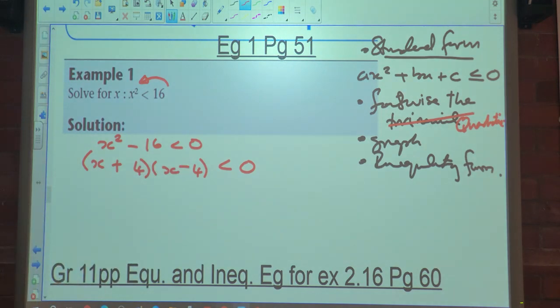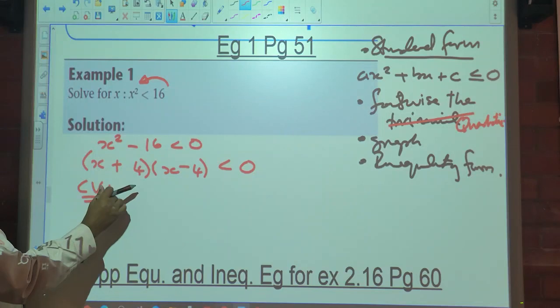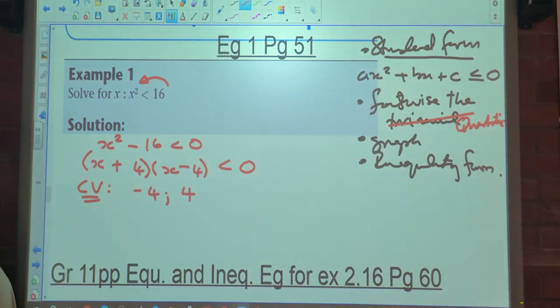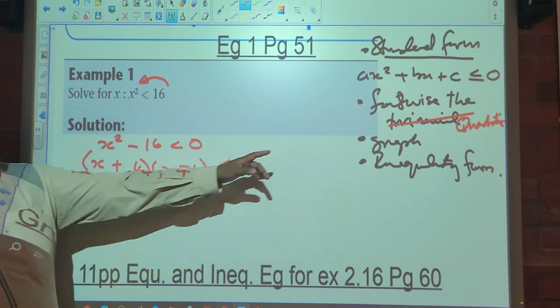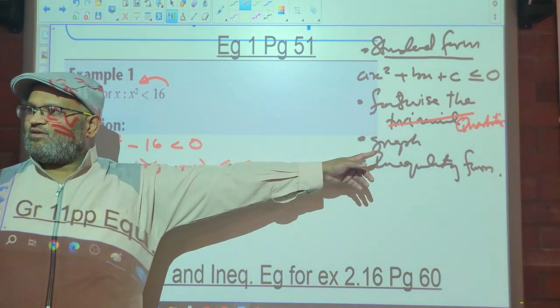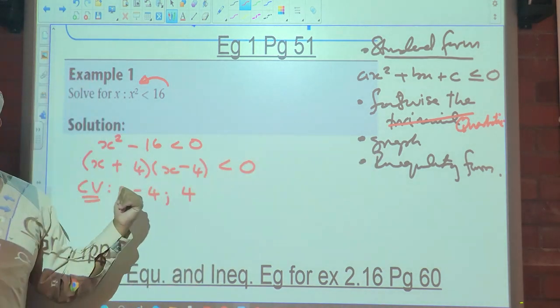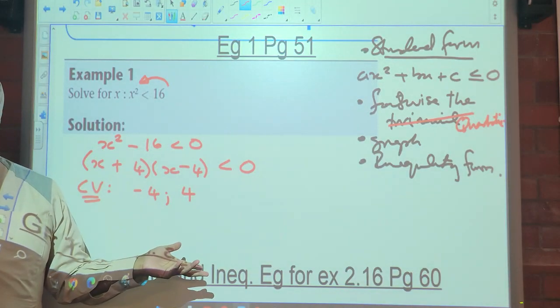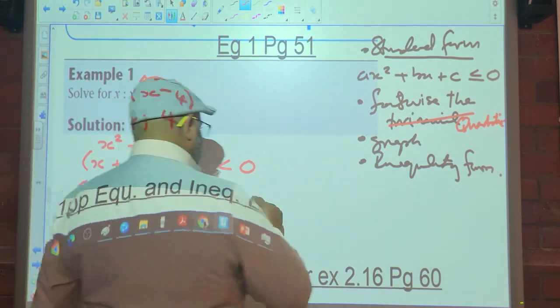Then we're going to look for CV, which is what? Critical values. The 0 values, in other words. My critical values are, where is this giving you 0? Negative 4. Where is that going to give you 0? What do we do now? We represent it on the graph. Because these are x values, or your 0 values, I'm only interested in the x-axis. Okay?